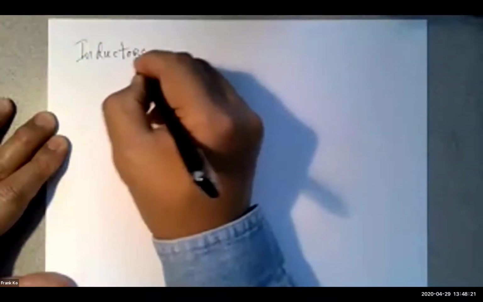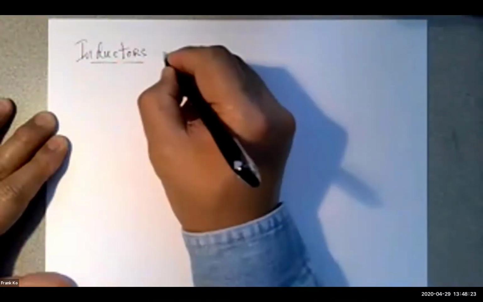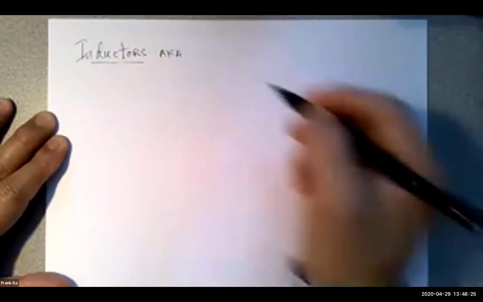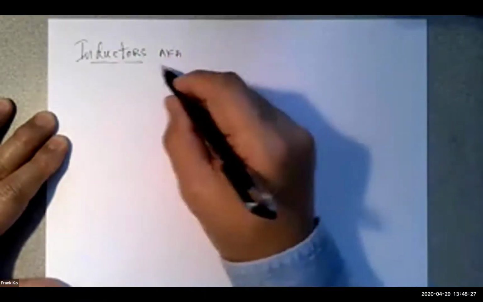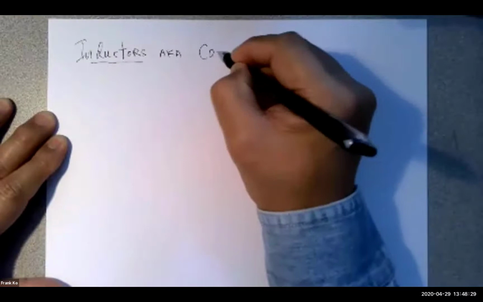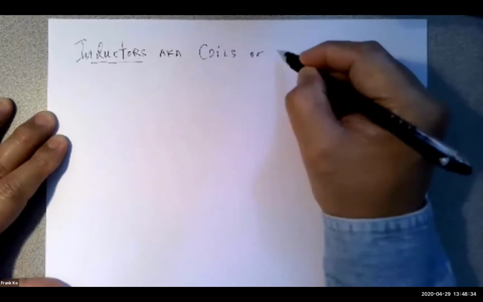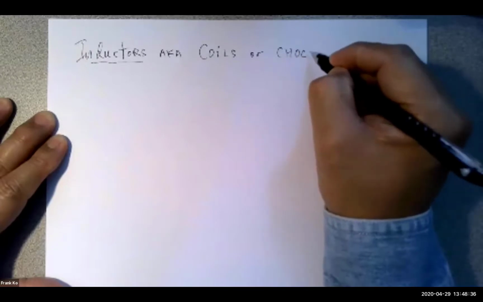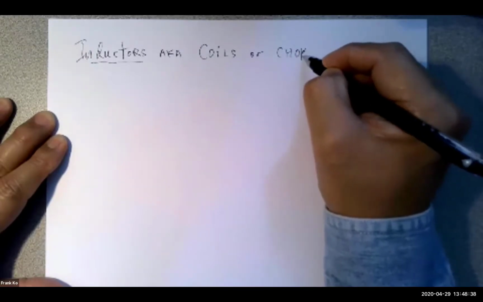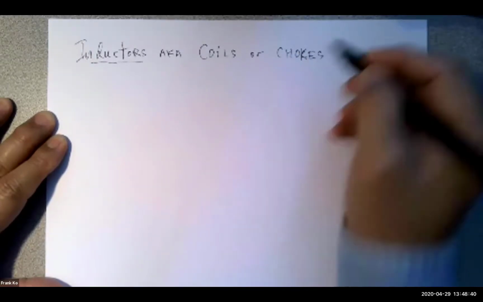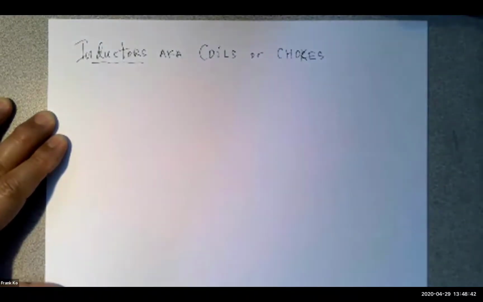Inductors. AKA, what does AKA stand for? AKA stands for also known as. They're also known as coils, or also known as chokes. Inductors, aka coils or chokes.